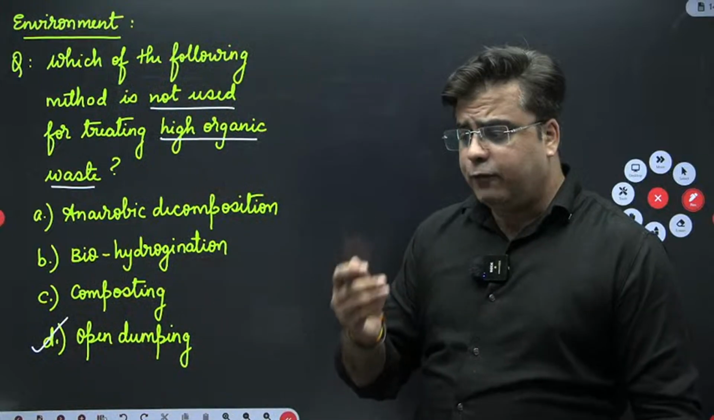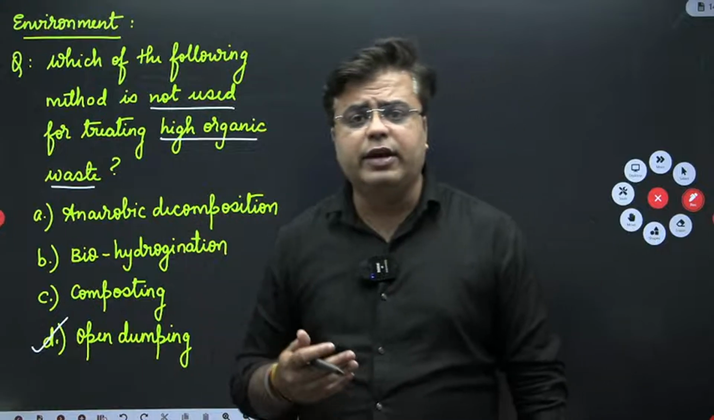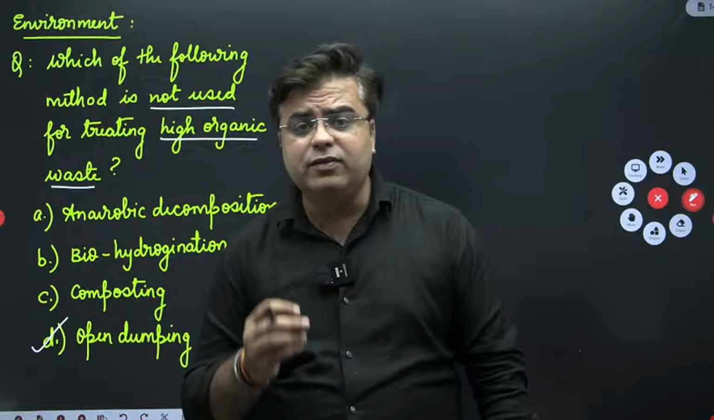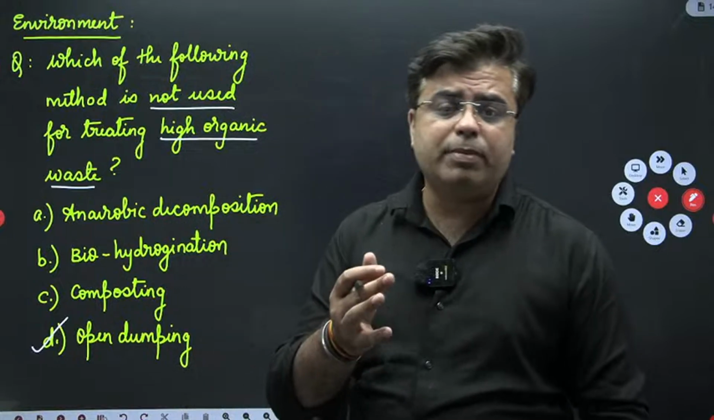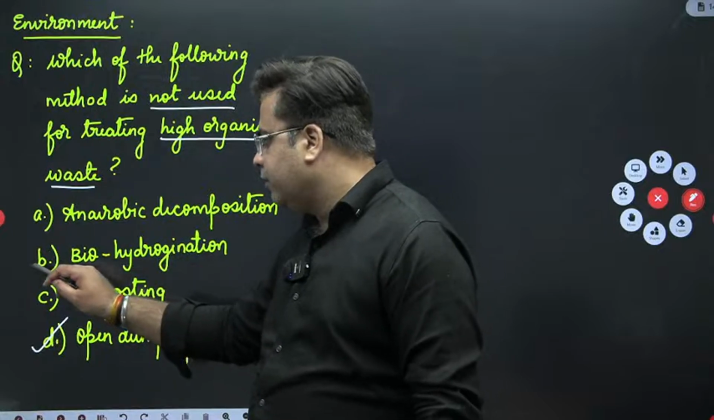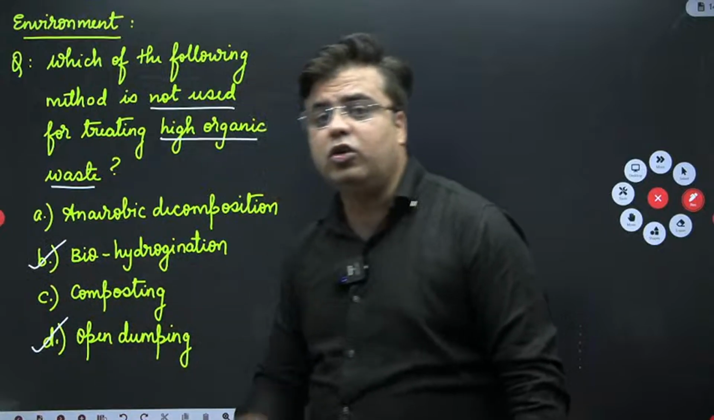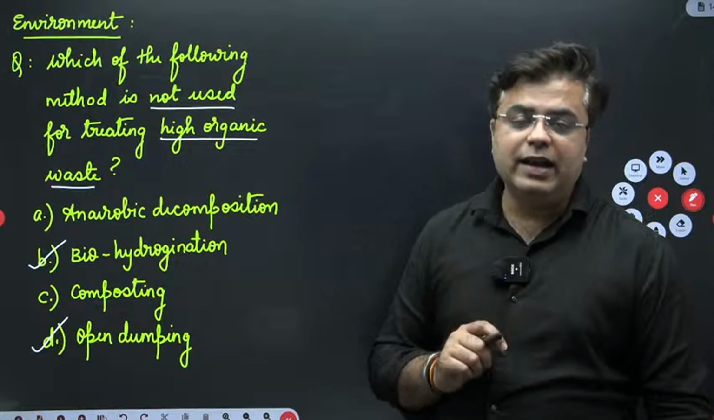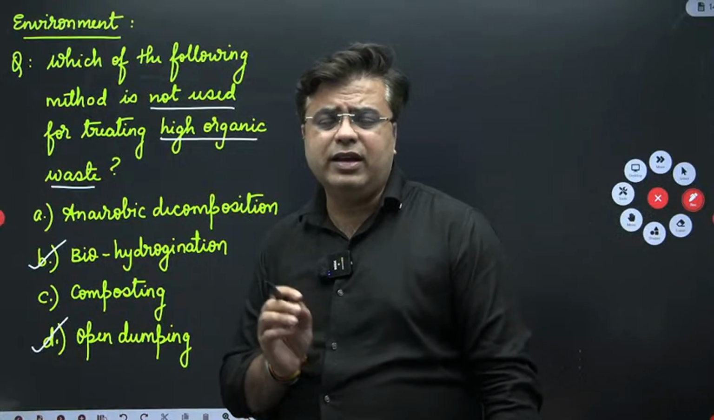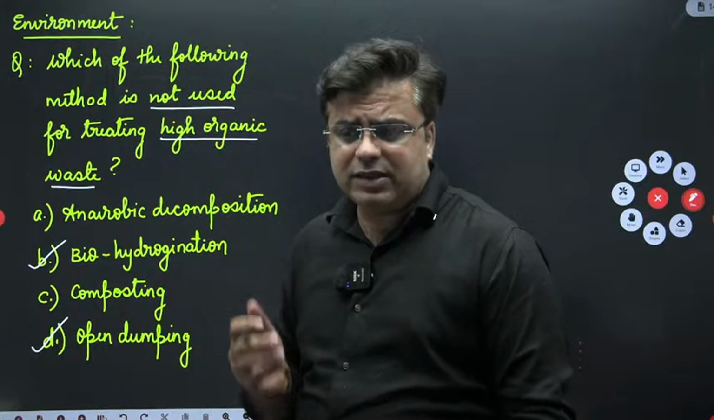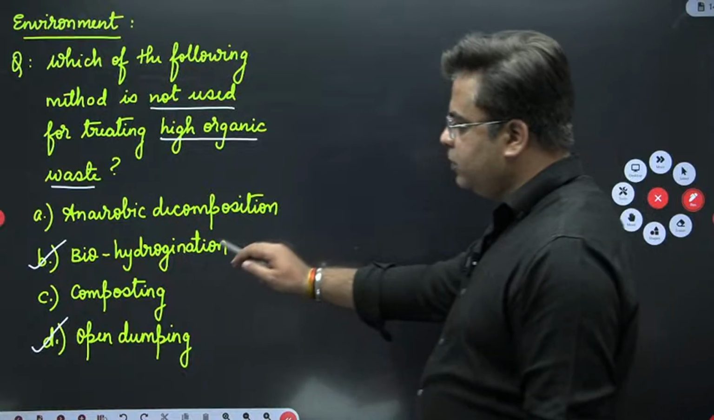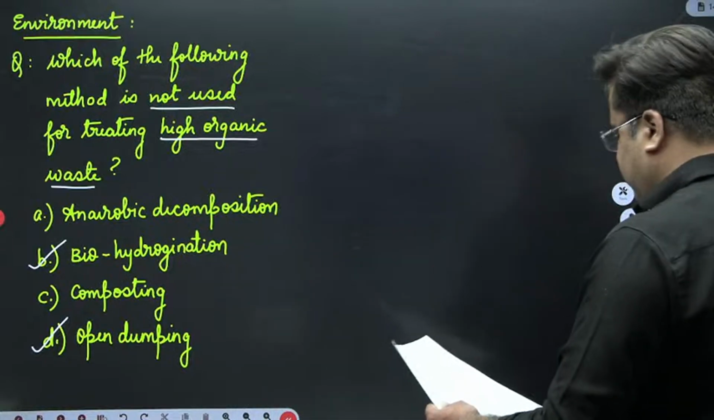Reason? If you just spread out the highly organic waste in an open dump, it will create unsanitary conditions which may lead to an epidemic or pandemic. So open dumping is not, and definitely biohydrogenation is also not a method of treating highly organic waste. Biohydrogenation is just a method where unsaturated organic matter is converted to saturated organic matter. Fine. So for this question, option B and option D are the correct options.